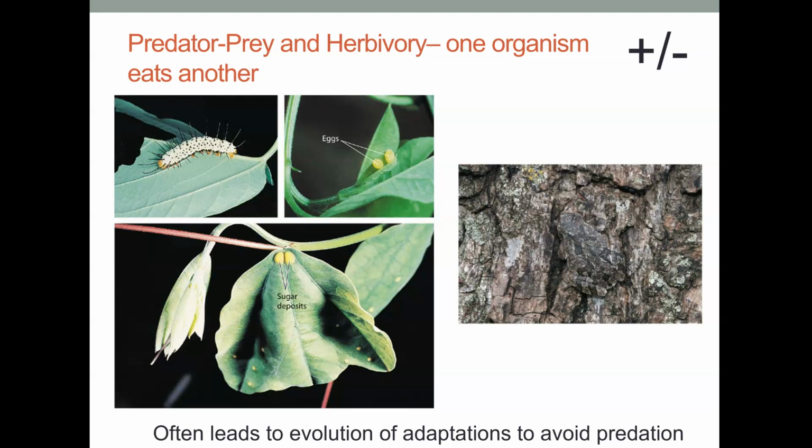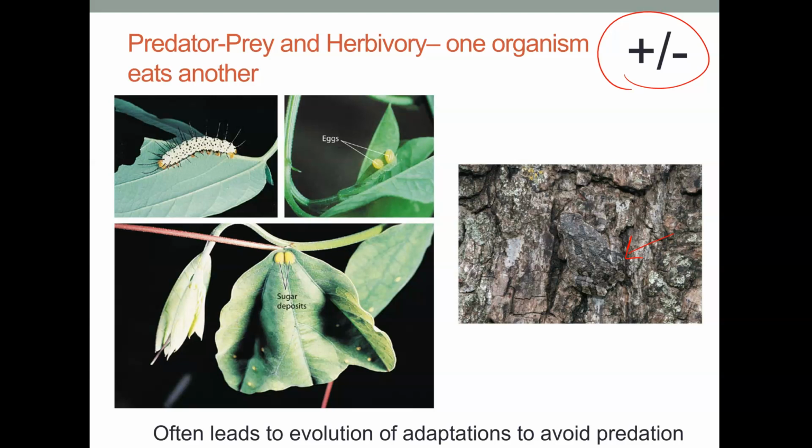So again, I kind of lump predator, prey, and herbivory in the same one: one organism benefits, of course, and one doesn't. Predator, prey, of course, we know is in the case of animals. You can see that we have a little frog hiding in the tree bark there. And then if we call it herbivory, we have an organism preying upon a plant, so it's eating a plant.